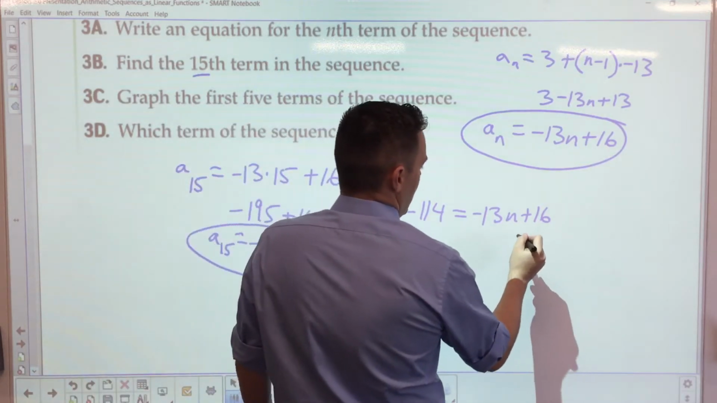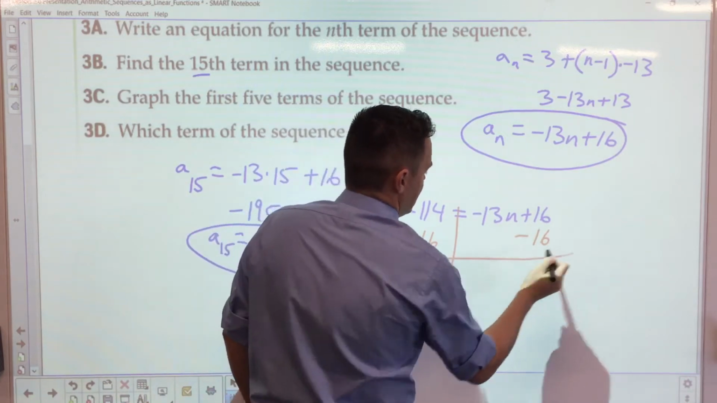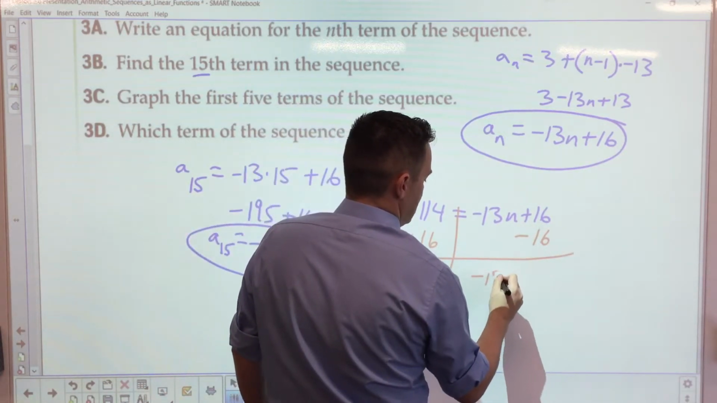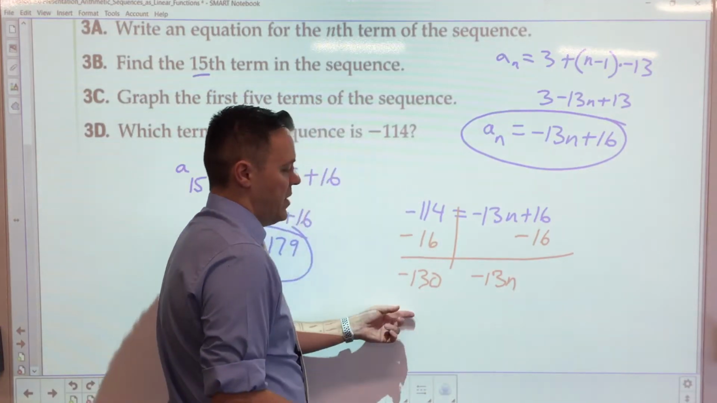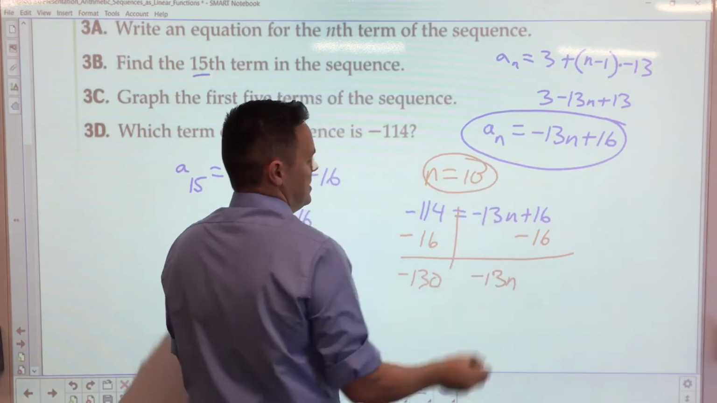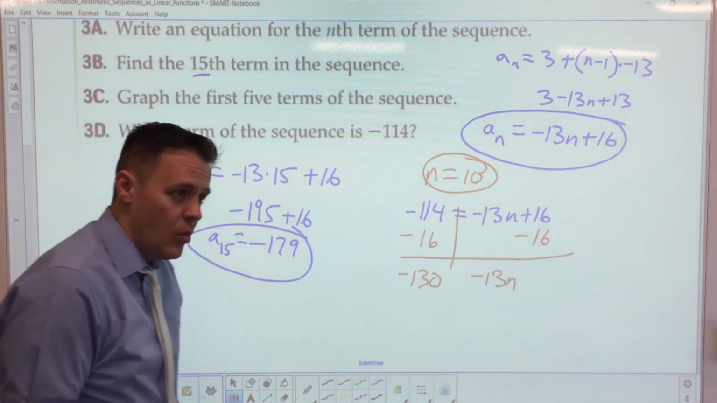All right, it'd be minus 16. Do your math setup: negative 130 equals negative 13n. Divide by negative 13, ladies and gentlemen, and you get n equals 10. All right, so the 10th number in the sequence is 114.